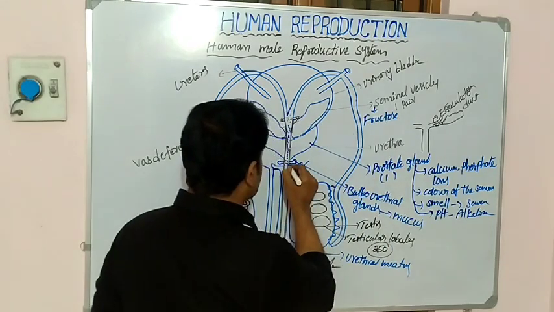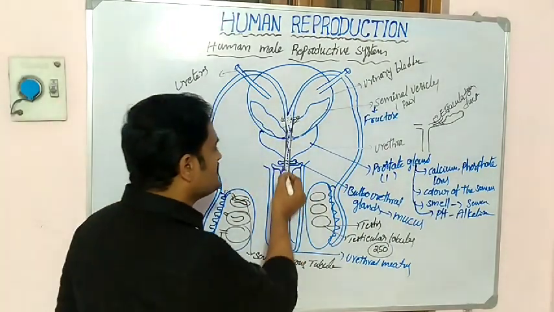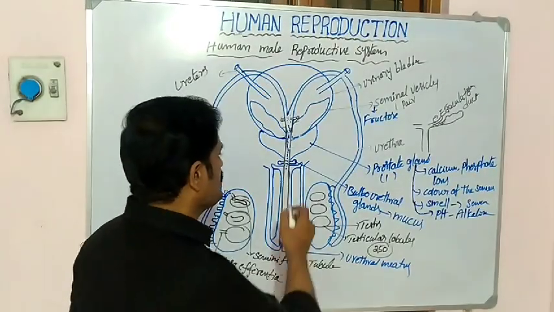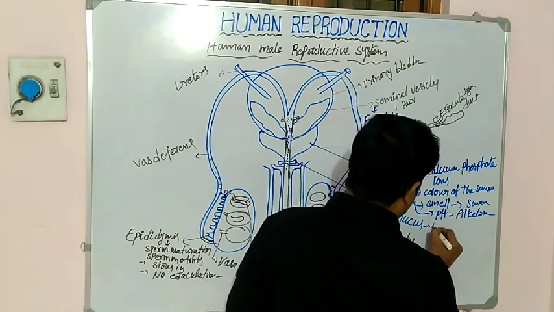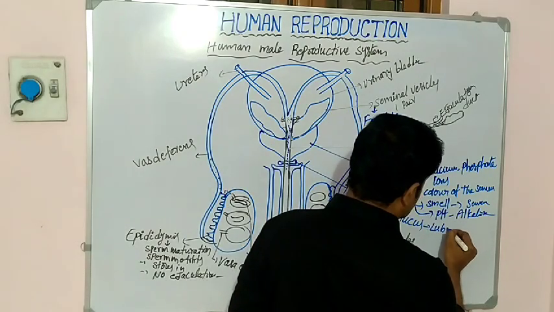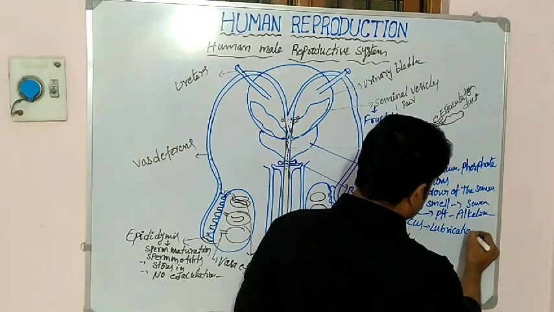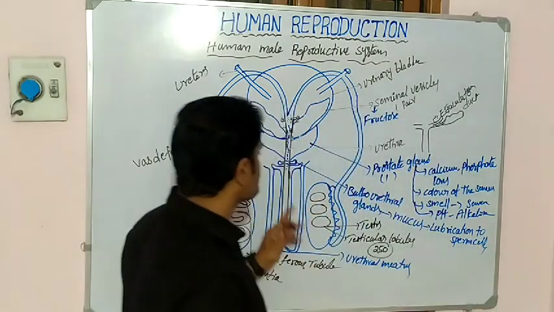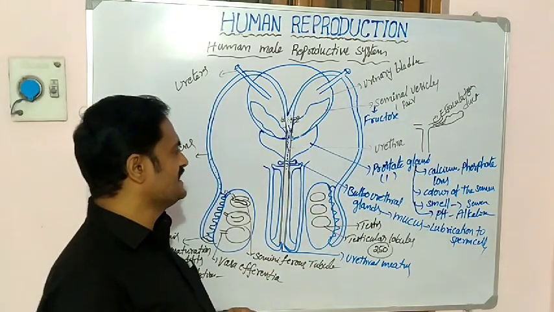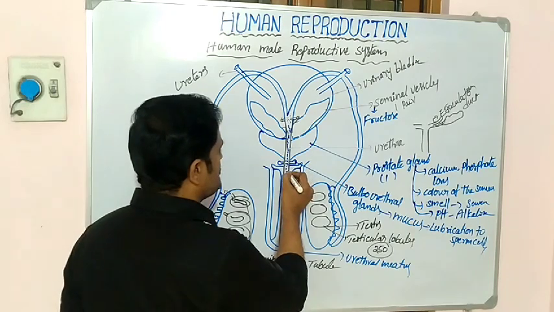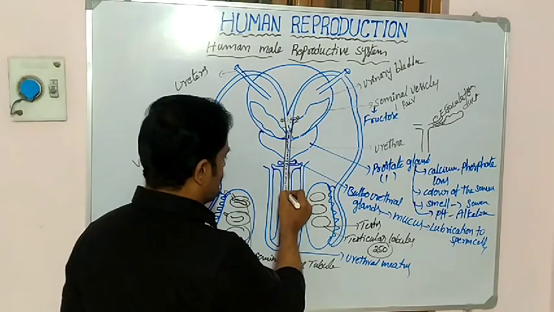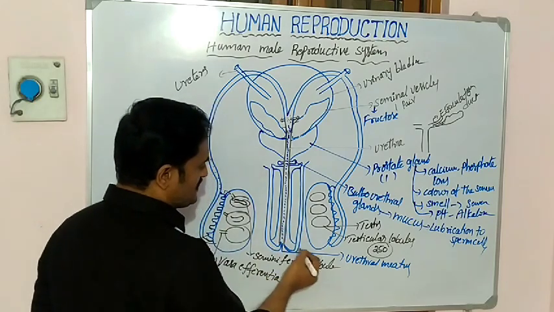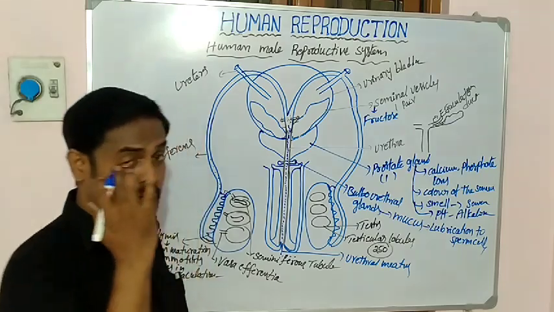into the urethra. They release mucus into the urethra. Then this mucus gets mixed with the sperm cells. So it provides lubrication to the sperm cells. This is the function of the bulbourethral glands. Okay, after that it passes into the urethra and finally from the urethra into the urethral meatus and from the urethral meatus to the outside.